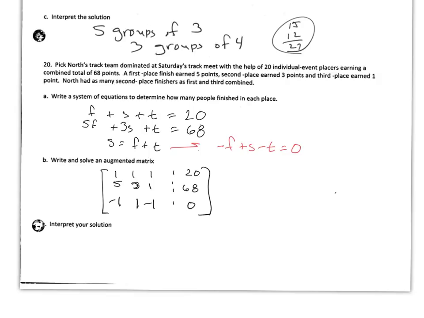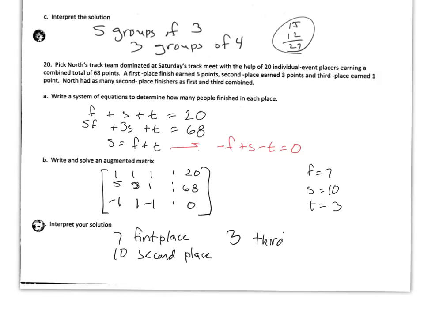All right, so then when you get the answer, we get 7. So the first number is a 7. So we get F equals 7. Please don't write that. I mean, you can if that helps you, but it was 7 first place. Put in what F stands for, or whatever you use. S stood for second place, and we had 10 of these. So 10 second place. And then we got T, the last number, which was 3. So there are 3 third place finishers.